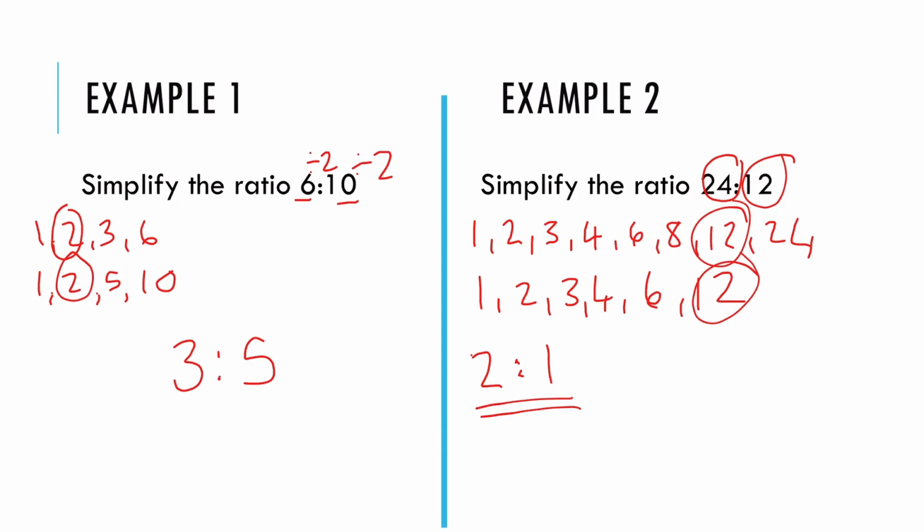Now what would have happened here if I had divided by 4, for example, and I hadn't spotted that 12 was a factor? So if I divide each side by 4 here, I get 6 to 3. But if I look at 6 to 3, that can be simplified even further. We can divide each side here by 3 to give me 2 to 1 again. So however you do it, as long as you've fully simplified, you should get the same answer.